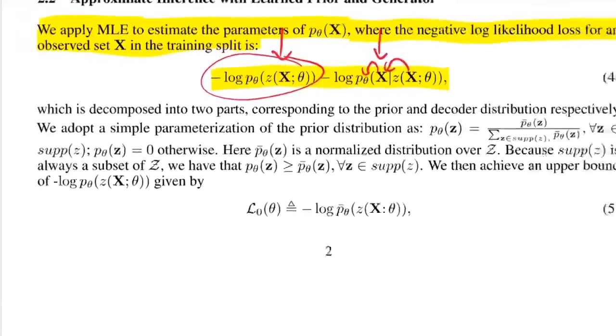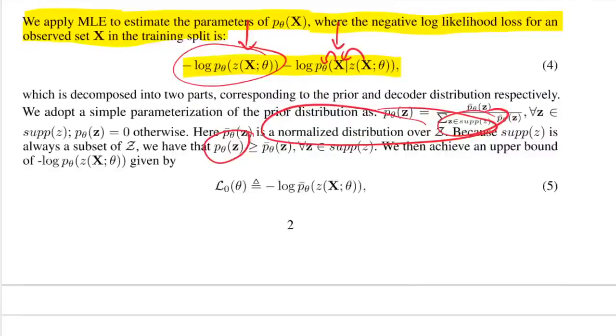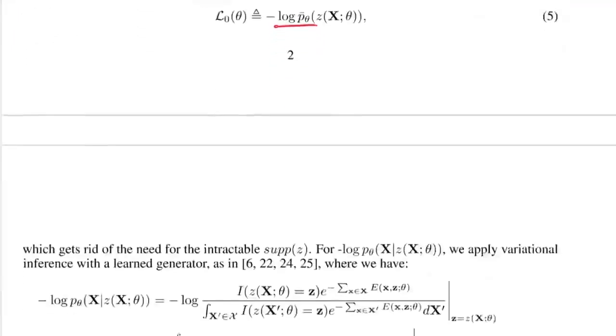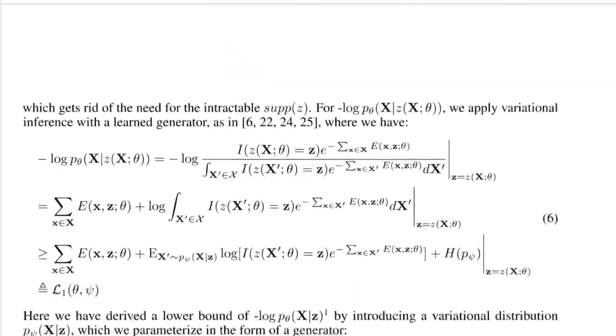Now, again, they have to do some tricks here where they say, okay, we can get rid of this support by using a normalized distribution over Z, which is a bound on that true prior. So they're going to replace the P with a P bar, which is over the entire space of Z. And that's going to be a bound.